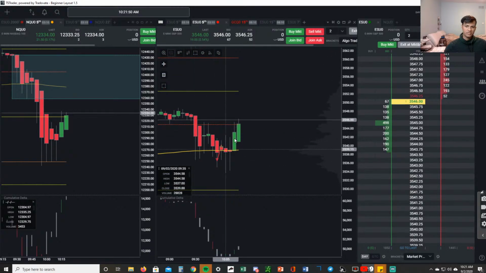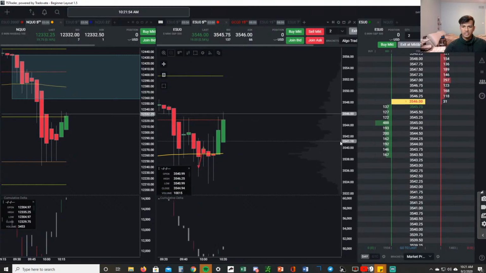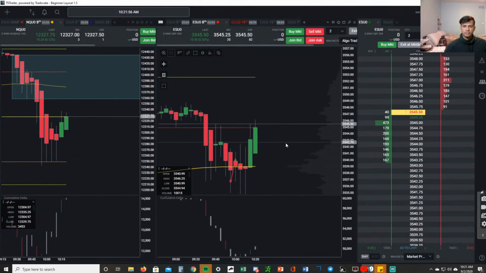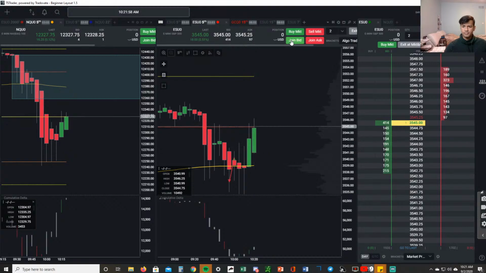I think we exhausted the 200 EMA. I think we can finally make that move to the upside now. I'm gonna wait for this candle to close.